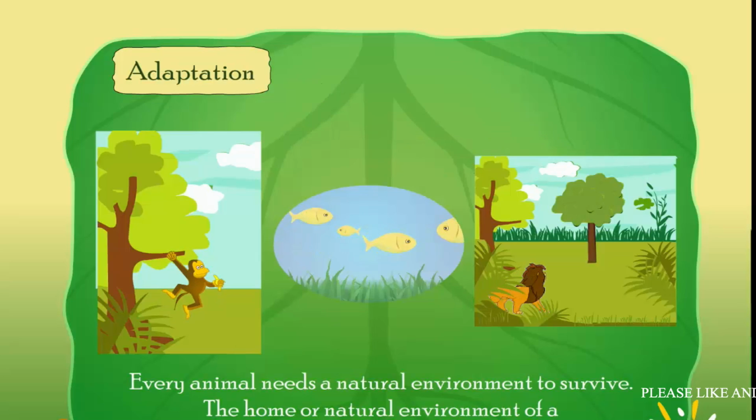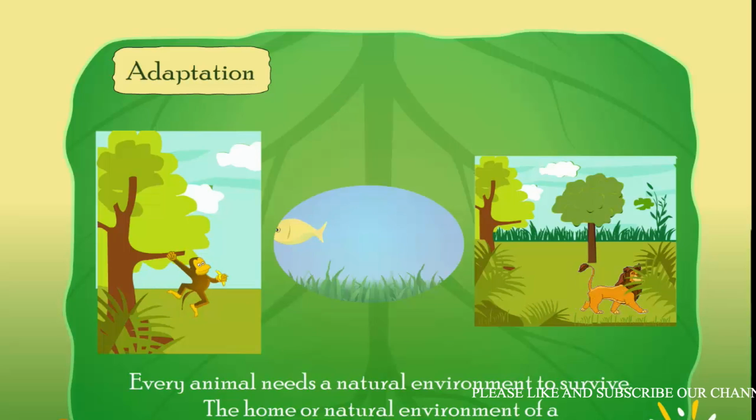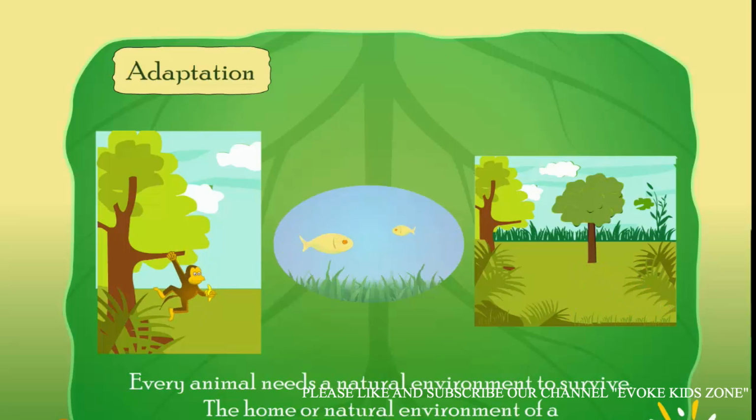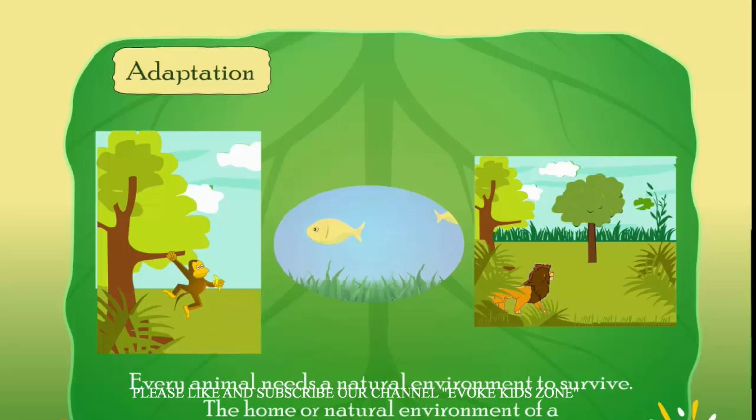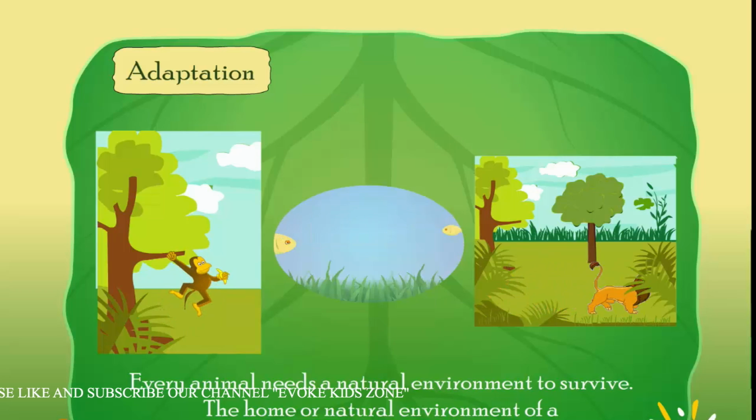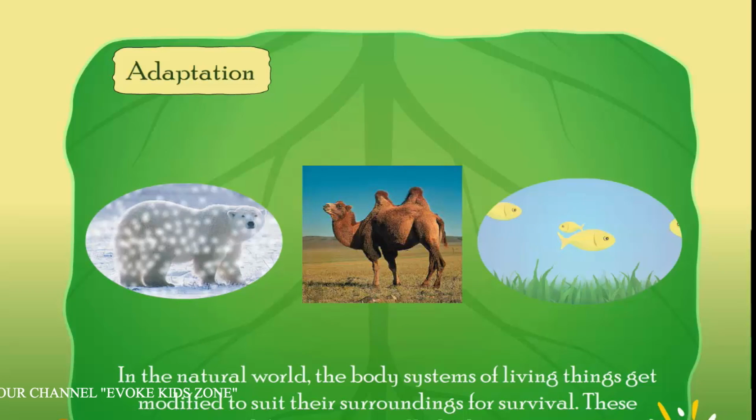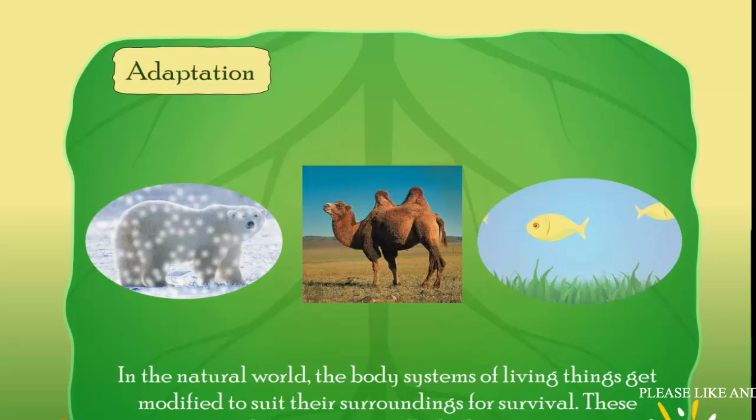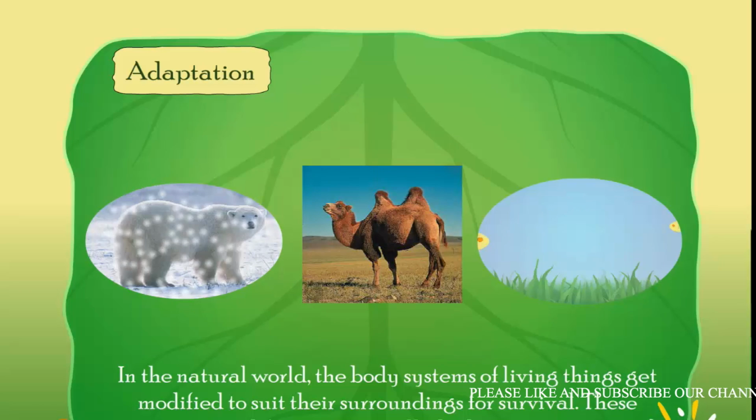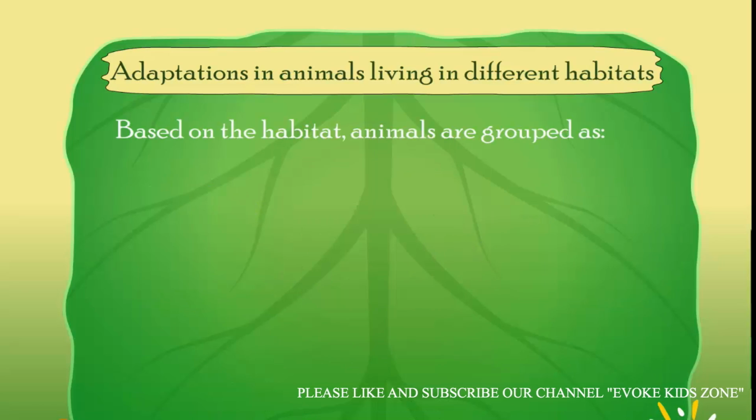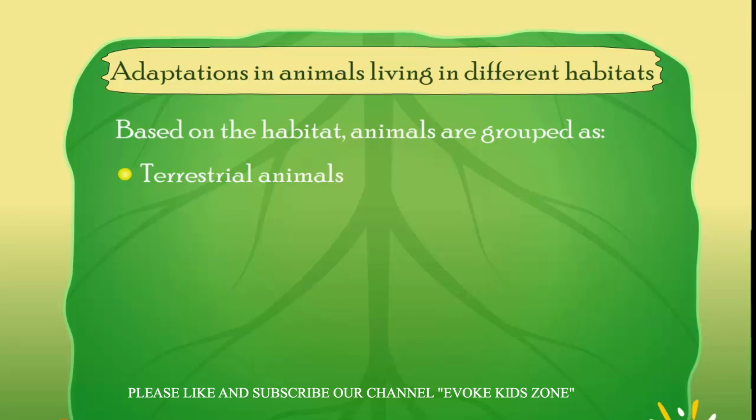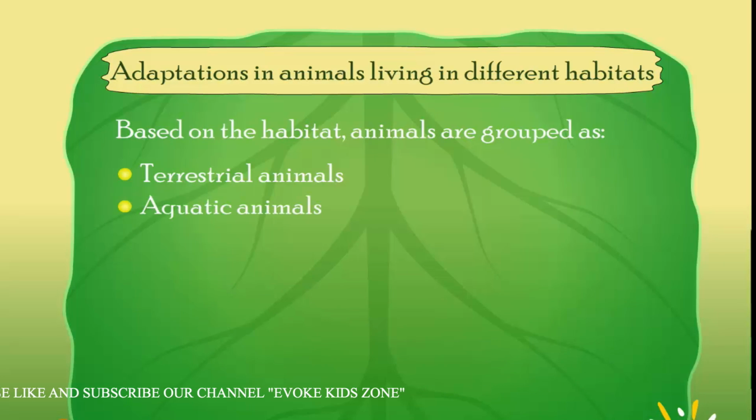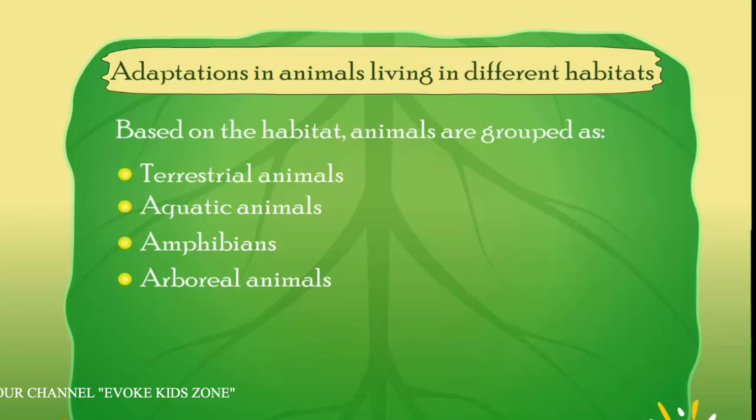Every animal needs a natural environment to survive. The home or natural environment of a living thing is called its habitat. In the natural world, the body systems of living things get modified to suit their surroundings for survival. These modifications are called adaptations. Based on the habitat, animals are grouped as terrestrial animals, aquatic animals, amphibians, arboreal animals, and aerial animals.